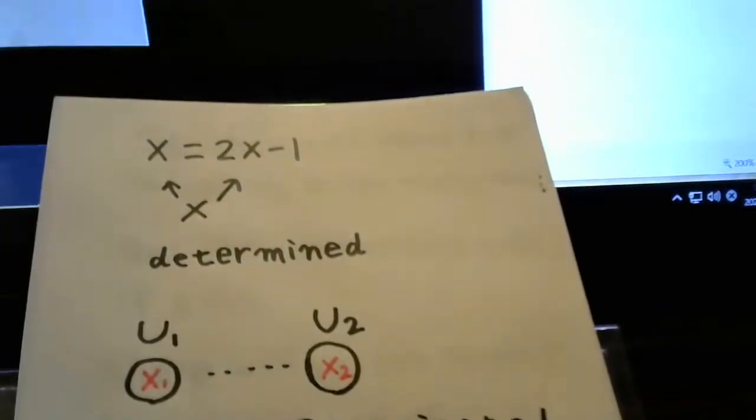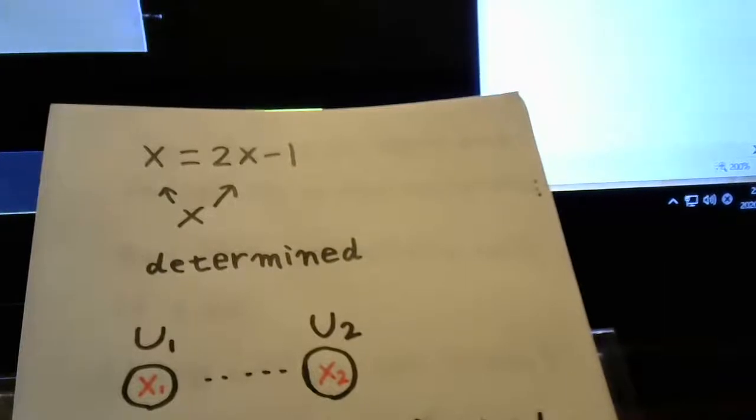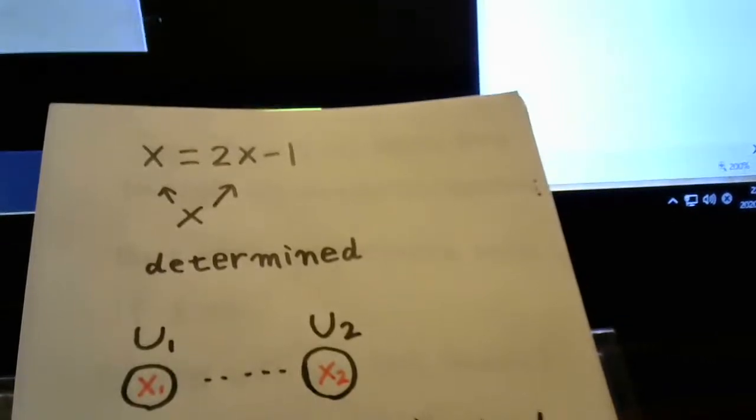Well, this is just like a man. X is just like a man who is stepping on his own shoelace. So he cannot move. So his location is determined. Likewise, x is determined. In this case, x is 1.